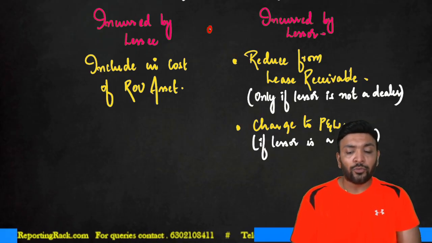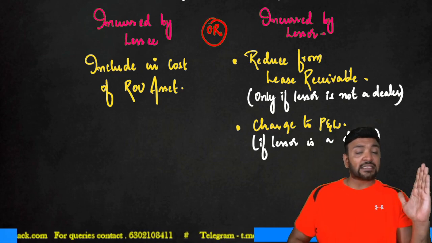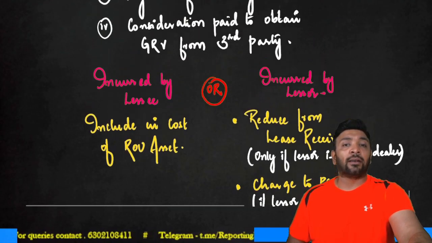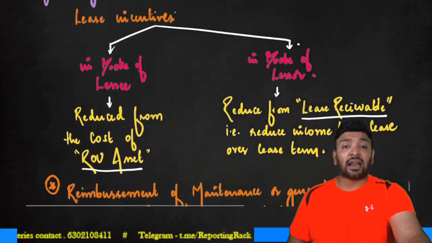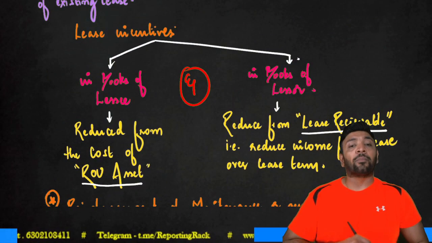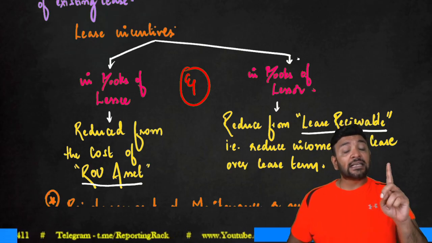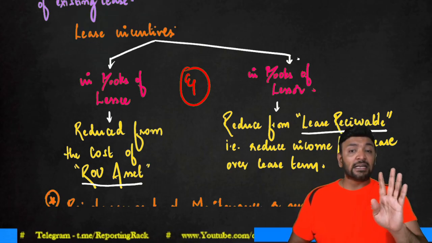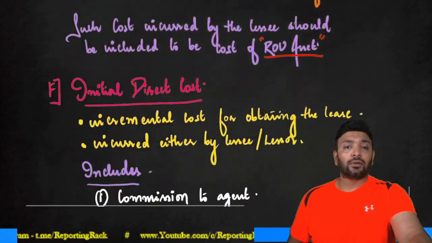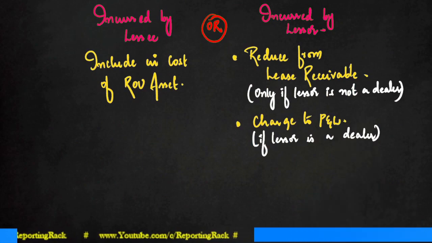So both are not possible at one shot. Incurred by the lessee, a different accounting treatment. To an extent they are incurred by the lessor, a different accounting treatment. But lease incentive, on the other hand, is involved in the books of both companies, because for the lessor it is an expense and for the lessee it is an income. In essence, it is a gain to the lessee and a loss to the lessor. Clear? That is regarding my initial direct cost on lease.